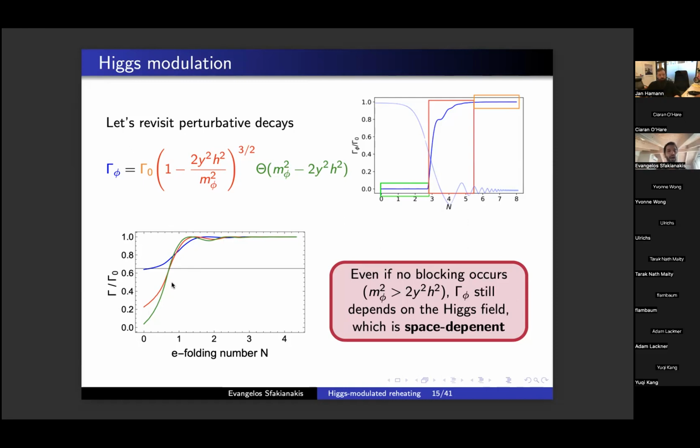The important thing now is not that I have a time-evolving decay rate, but that this is also space-dependent. Because as I said, in each patch of the universe the Higgs will have a different value. So in one patch of the universe, the evolution of the decay rate will be the blue, in another one the red, in another one the green.